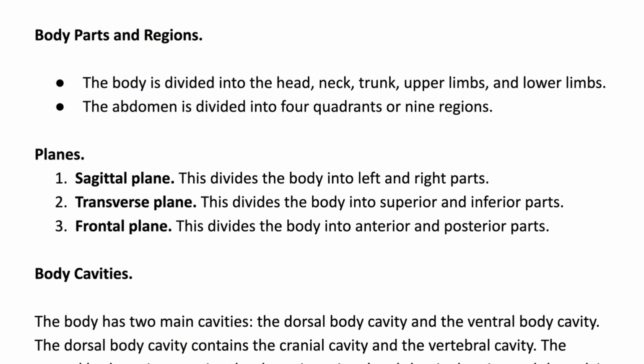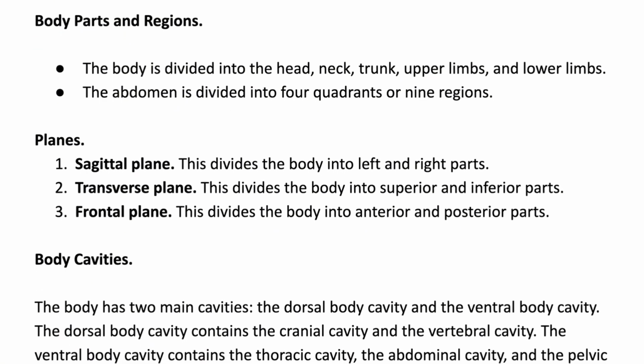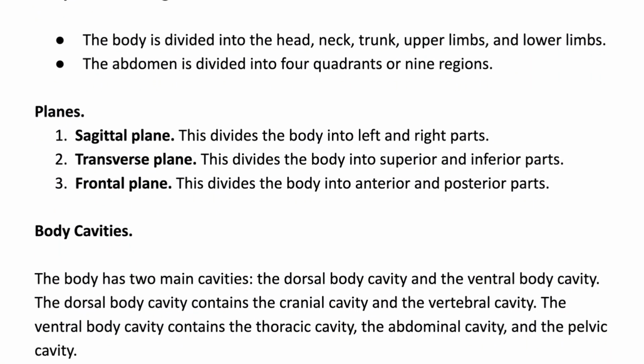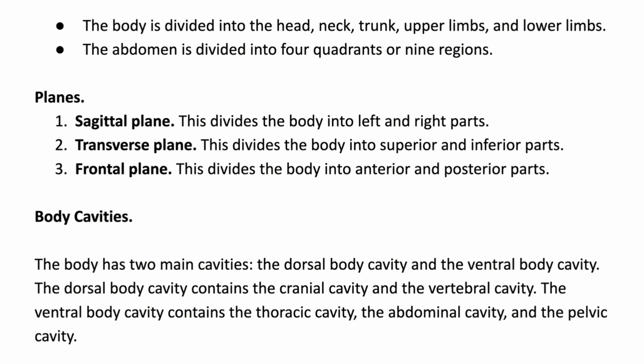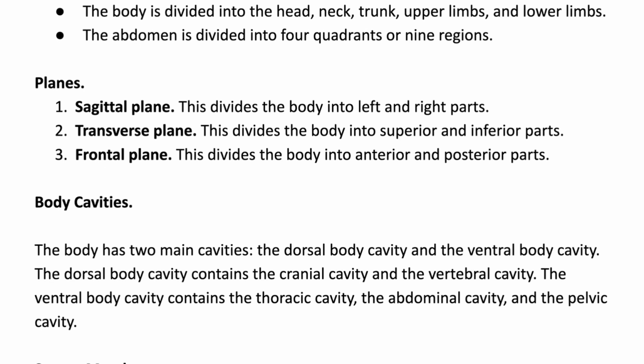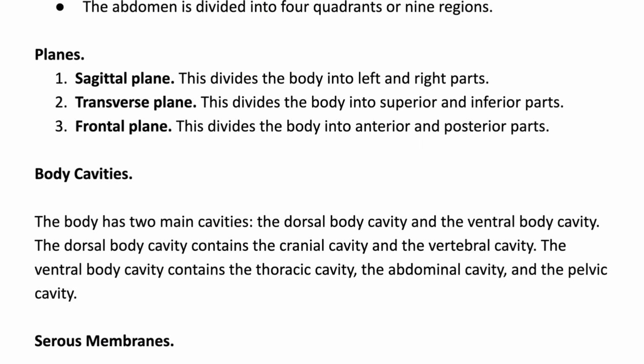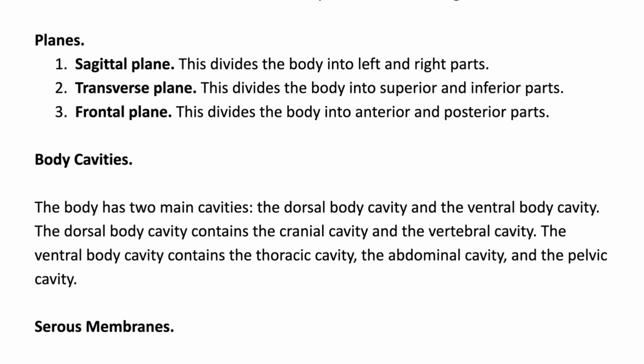Body cavities. The body has 2 main cavities: the dorsal body cavity and the ventral body cavity. The dorsal body cavity contains the cranial cavity and the vertebral cavity. The ventral body cavity contains the thoracic cavity, the abdominal cavity, and the pelvic cavity.